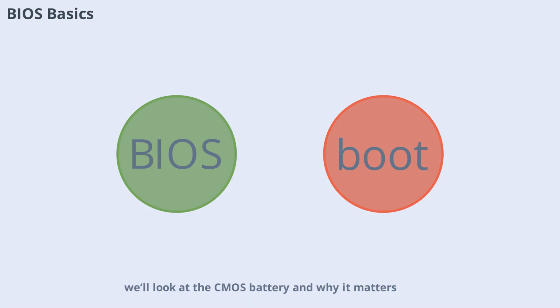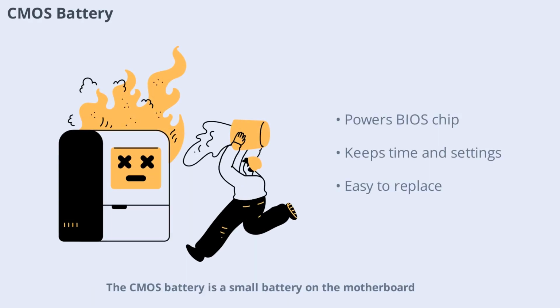Next, we'll look at the CMOS battery and why it matters. The CMOS battery is a small battery on the motherboard that powers the BIOS chip when the computer is turned off. It keeps track of system settings like the date and time. If the battery dies, your computer may lose these settings and show errors during startup. Replacing the CMOS battery is a simple fix for these issues.